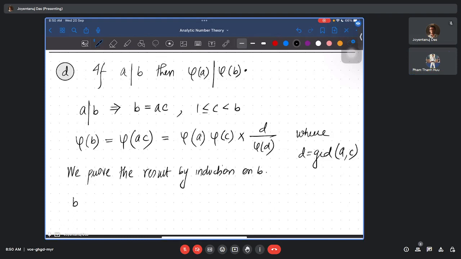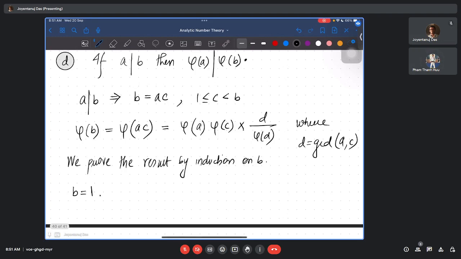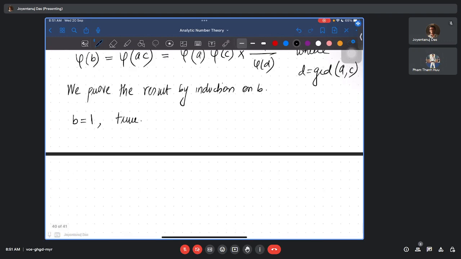B. Okay. So if B equals 1, then it holds trivially, because then A and C both are 1 and this is true. Now we'll assume that it is true for all integers less than B. B equals 1 is true. So suppose then that this result D holds for all integers less than B, right?